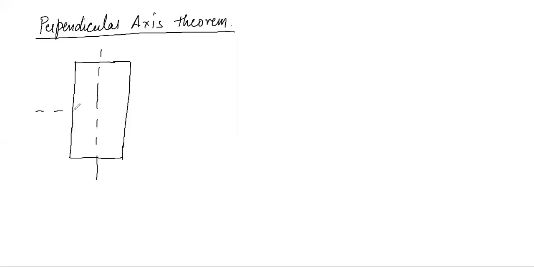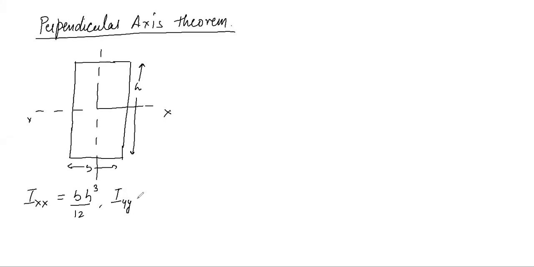So in this we have two axes, right? One, it is defined as x-axis. This is of height h, and this one is your width b, right? So if I say x-axis, right? Then it's defined as bh cube by 12. Similarly, if I say y-axis, it is to be defined as h b cube by 12, right?